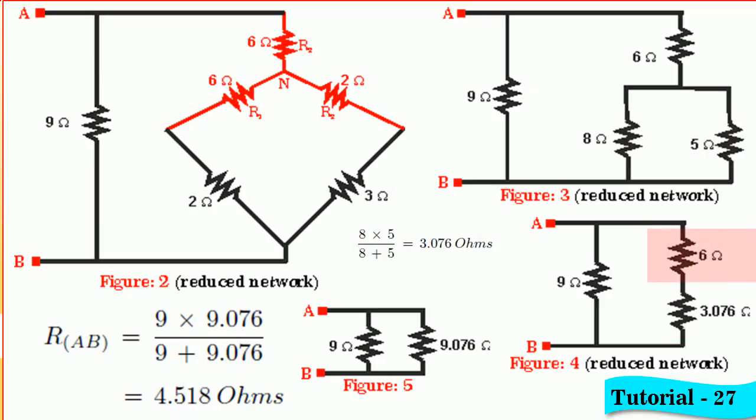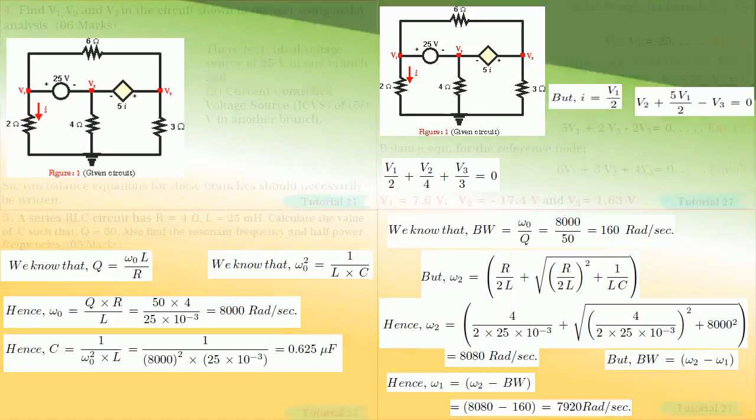Now, 6 ohm and 3.076 ohm are in series and their equivalent is 9.076 ohm as shown in figure 5. So, from figure 5, we find that 9 ohm and 9.076 ohm are in parallel and hence we get RAB is equal to 4.518 ohm. Friends, this is how you should go on reducing the network, keeping the terminals across which you want to find the equivalent resistance without disturbing them.